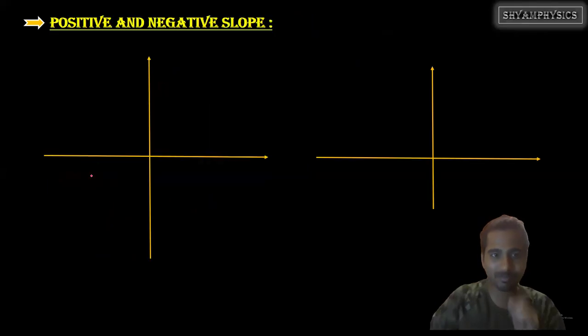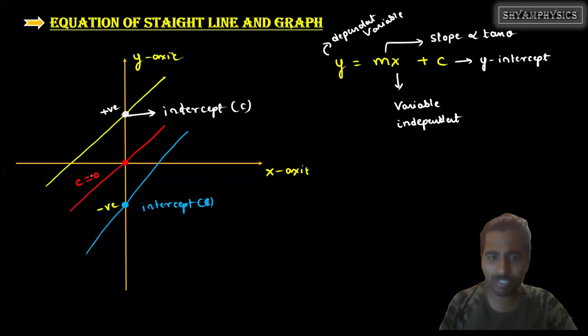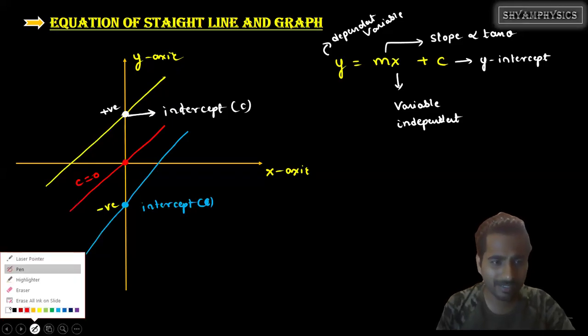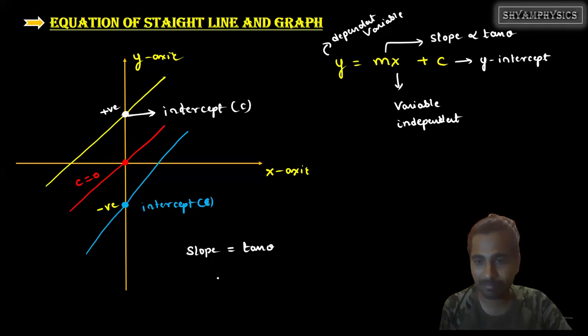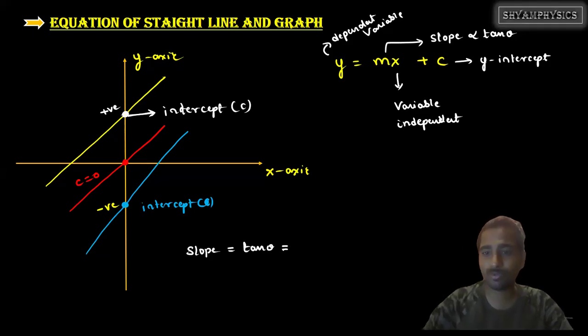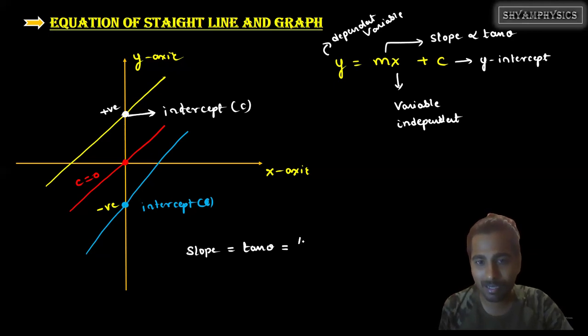Then coming to the point of positive slope. One more point you should be very clear about, which I told in the last video: slope is nothing but the measurement of tan theta. It is measured simply through delta y by delta x, or else we can measure it by dy by dx. Keep this point in your mind.